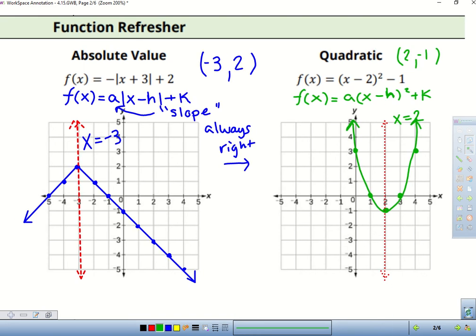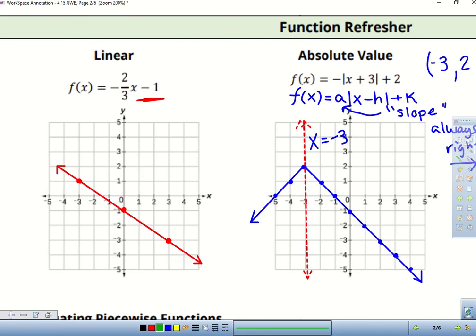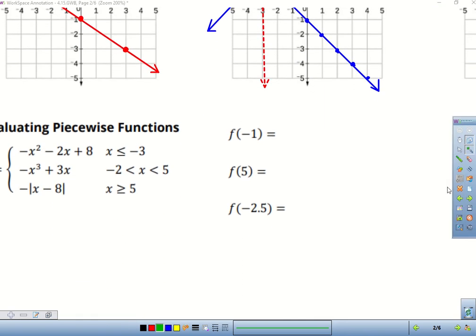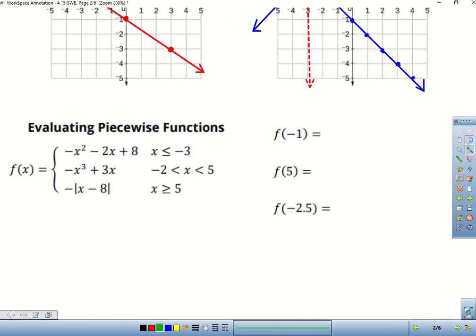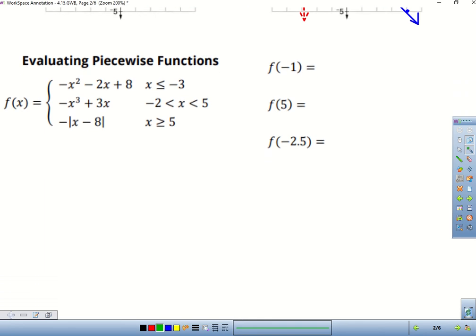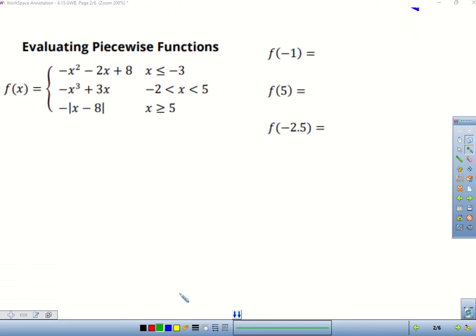Okay. Now we're going to talk about how we evaluate piecewise functions. So, do you remember this? Yeah. Okay. So, how this works is each one of these is a boundary, and that tells us which function we plug into, okay? So, we look at the value that we're trying to evaluate, -1. Which of these three boundaries does -1 fall in?